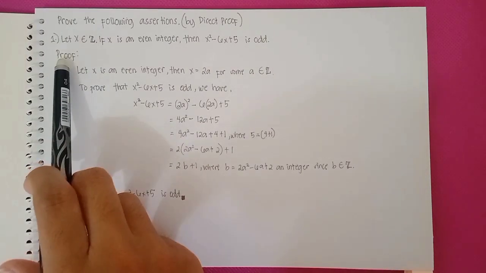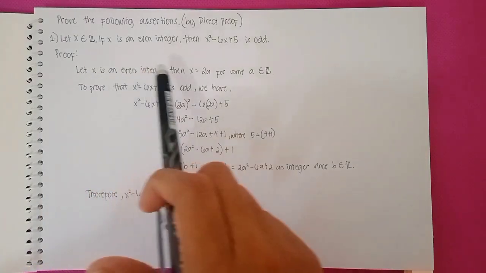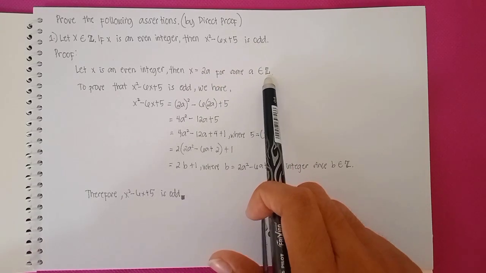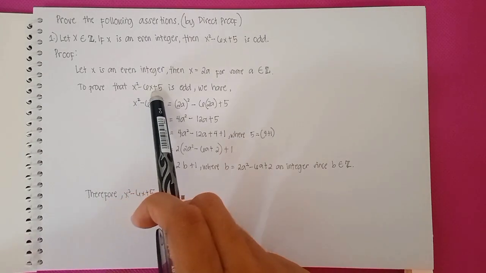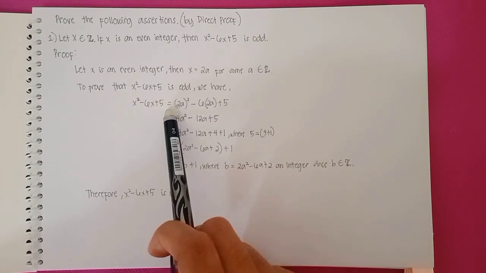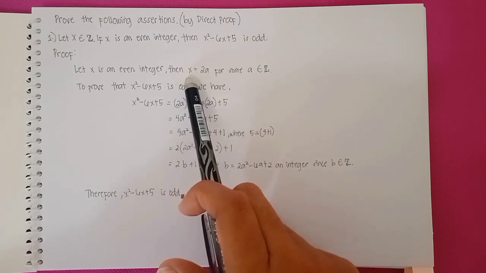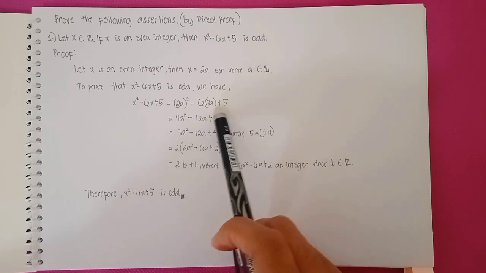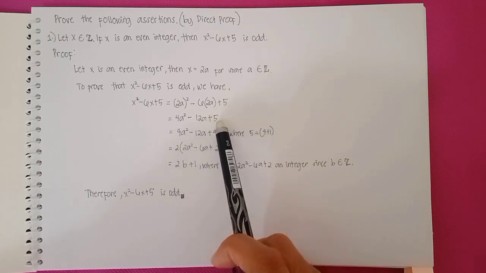So proof, let's start with: let x be an even integer, then x equals 2a for some a an element of integers. So to prove that x squared minus 6x plus 5 is odd, we have x squared minus 6x plus 5 equals (2a) squared, as we only substitute the value of x equals 2a. (2a) squared minus 6 multiplied by 2a plus 5 is equal to 4a squared minus 12a plus 5.